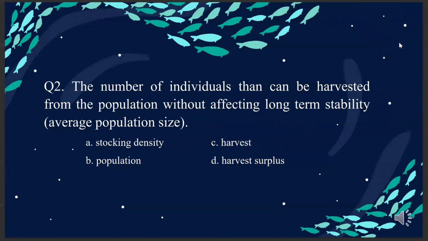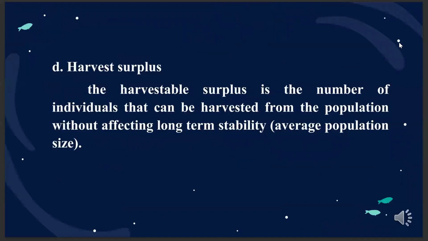Question number 2. The number of individuals that can be harvested from the population without affecting long-term stability or the average population size is A. Stocking density, B. Population, C. Harvest, or D. Harvestable surplus. The answer is harvestable surplus.